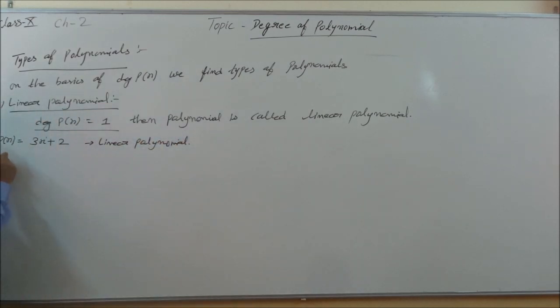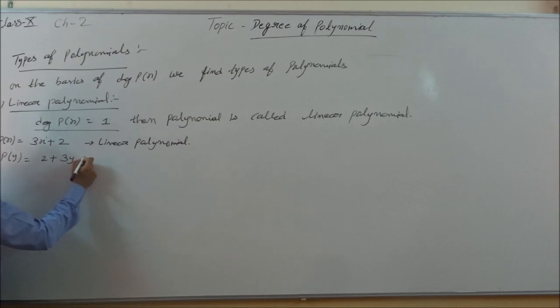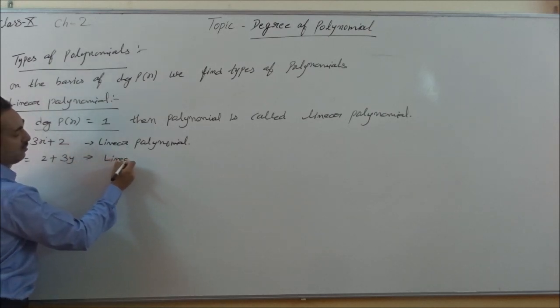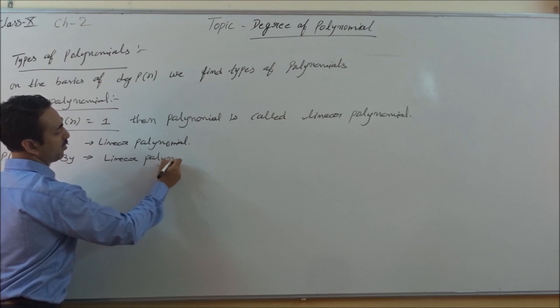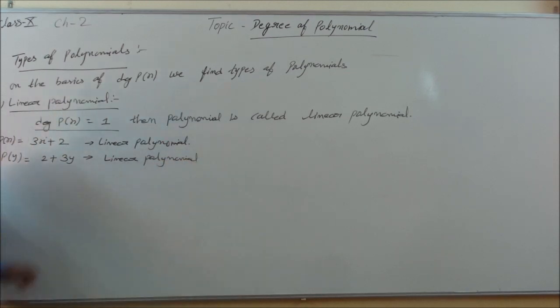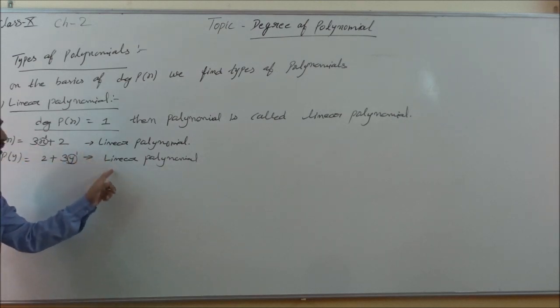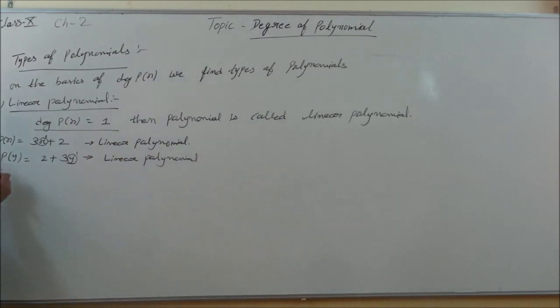Now let's see another example, p(y) = 2 + 3y. So this is also a linear polynomial. You can see here the variable is y and the exponent or power is 1. So here it is also 1. So the degree of the polynomial is 1. Both polynomials have degree 1, so both are linear polynomials. Now quadratic polynomial.